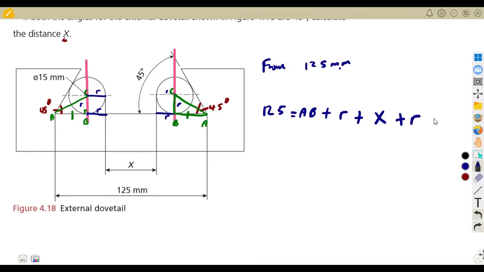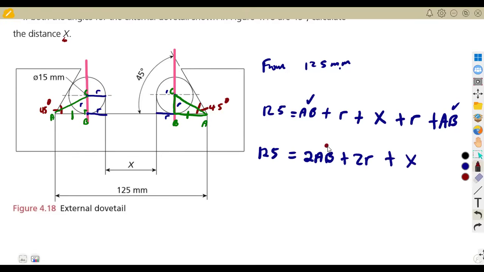So like I said, use one thing so that you don't get confused. So as you can see, this AB and this AB is the same because these are identical. So it means we got 125 is equal to AB plus AB. That is going to be 2AB, plus R plus R is going to be 2R, plus what? Plus X. So as you can see, guys, this is what we want.